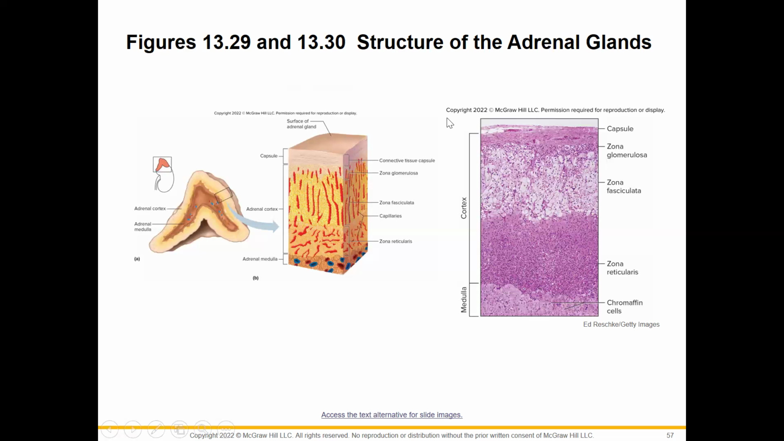And this is a micrograph. So they actually took a piece of the adrenal cortex and looked at it under the microscope, where now you can see the capsule, zona glomerulosa, zona fasciculata, zona reticularis, and then you have the adrenal medulla.